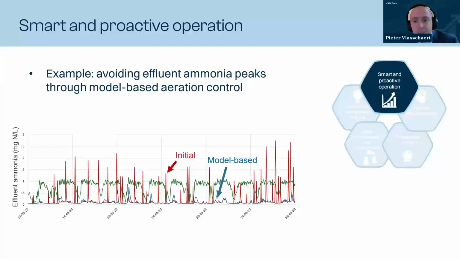So it's optimizing actually the efficiency of your plant in terms of removal of ammonia, and you can also go further into the details, minimize emissions, minimize energy requirements, etc. But this is a very simple, tangible example of how a model, the digital twin, can control your aeration system and improve your effluent quality.